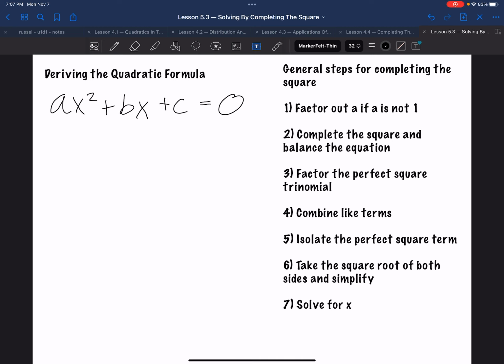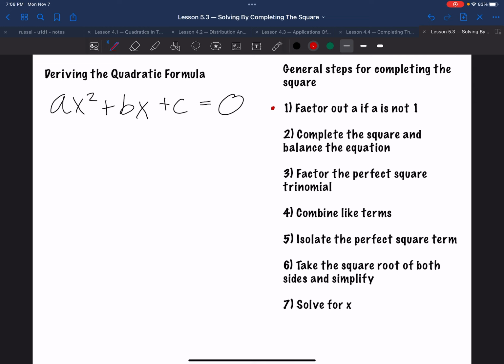So I'll reference these steps as we move along, but let's go ahead and get started. I'm going to start with step 1, which is factoring out a if a is not 1. Now, when I'm looking at the general form equation, ax squared plus bx plus c equals 0, I don't know whether a is 1 or not. I guess it could be, but it may not be. So to cover our bases, we're going to factor out a. Because if it is 1, then factoring out 1 has no real consequence. It's just factoring out 1 and it's not a big deal. But if it's not 1, then we need to do that. Otherwise, completing the square is not going to work.